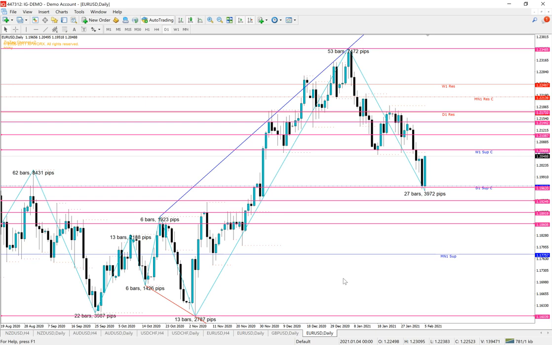And you can do this with any asset. Two of my favorites are the euro dollar and the dollar franc. The reason being is they are mirrored charts. That means that when the euro dollar is headed down, normally the dollar franc is headed to the upside. So hopefully that gives you a little idea.